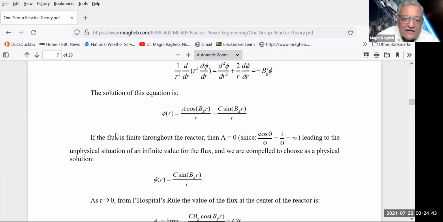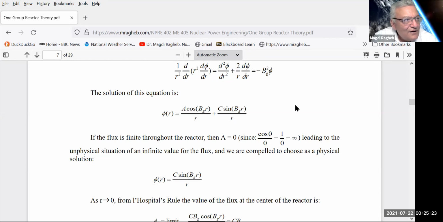And if the flux is finite through the reactor at the origin, you'll find that sine BR over R is finite. But if you take at the origin the cosine BR over R, when R is equal to 0, cosine of 0 is 1, and at the origin R is 0, so it gives you infinity. So it gives us here some kind of a dilemma. Can the flux be infinite, in the same way as when we saw the solution for a non-multiplying medium? No, the flux cannot be infinite.